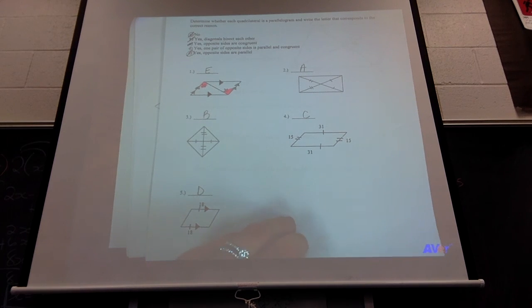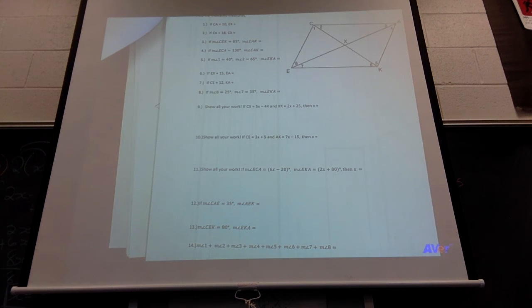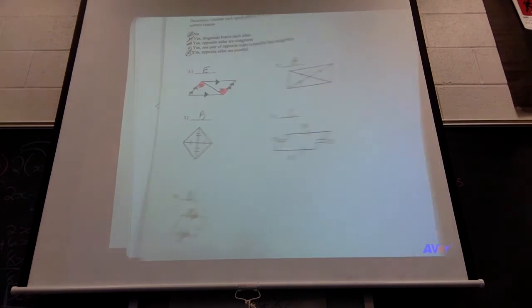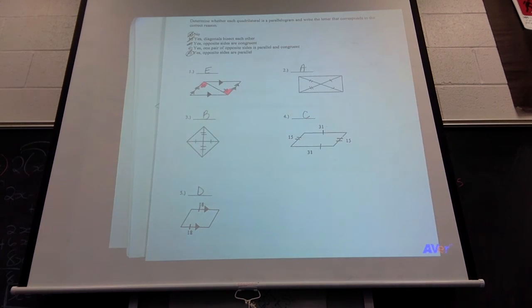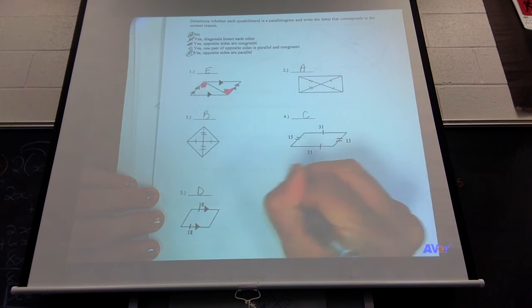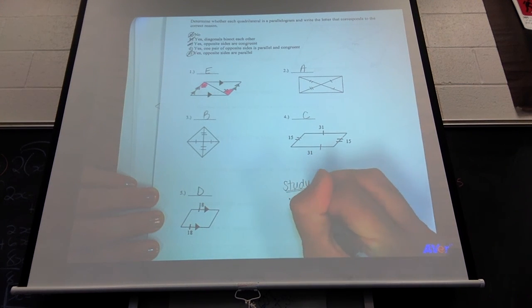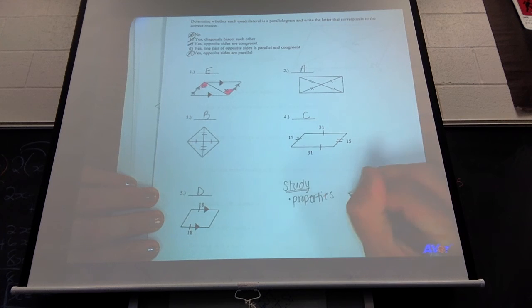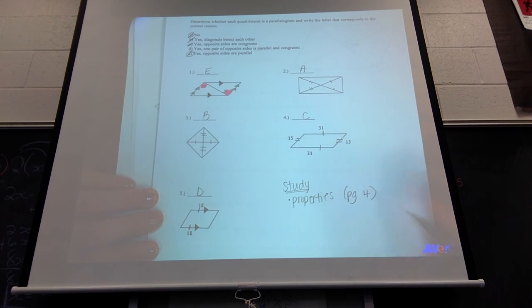You have the rest of class to study for your quiz on Tuesday. The quiz on Tuesday is all about parallelograms. You will need to know your 5 properties of parallelograms and how to apply them. Okay? So you need to make sure you study your properties. Those properties can be found on page 4. You also have your flashcards you can study with.